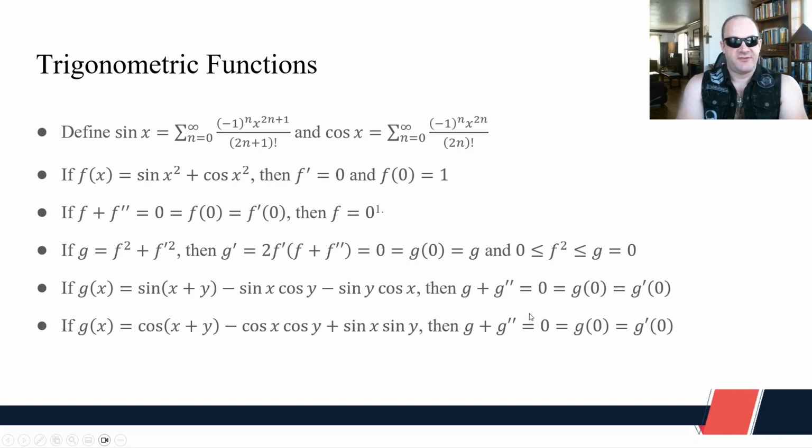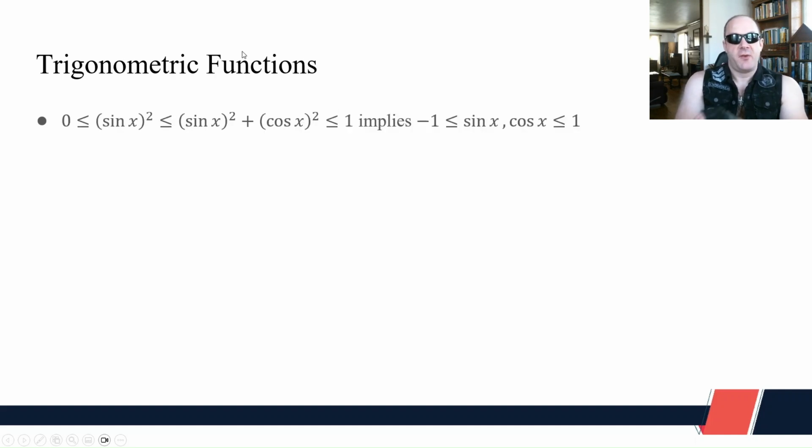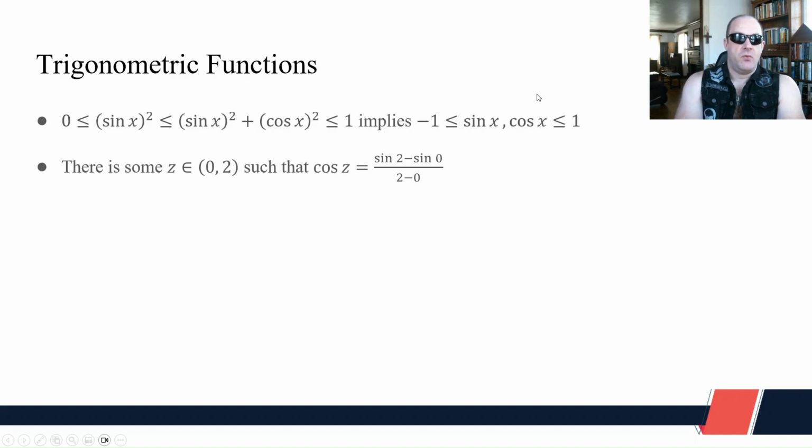So now with this, we can proceed, and we're going to make a few observations here. One is that sine squared, of course, is bounded below by 0 and bounded above by itself plus cosine squared, which means that both the sine and the cosine, because you can make the argument for cosine, are bounded between -1 and 1.